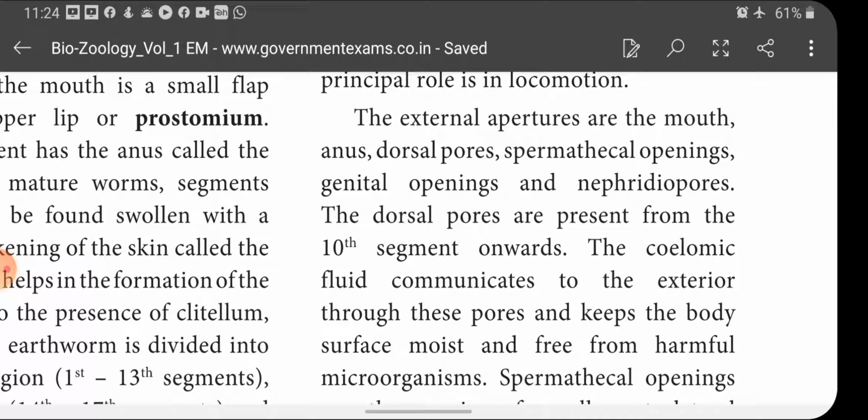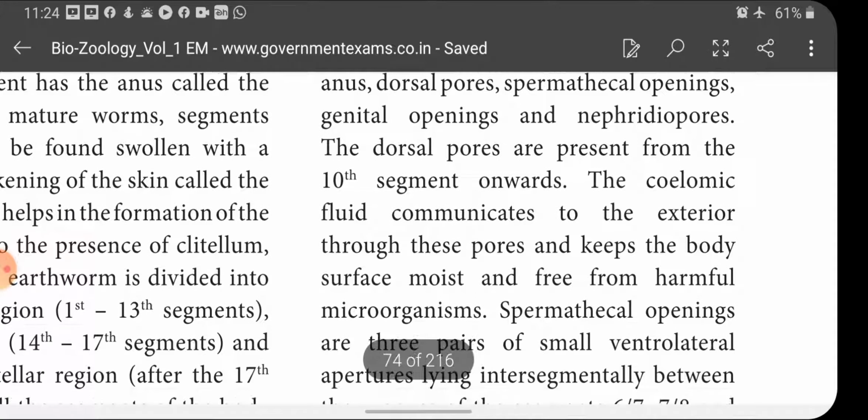So these are the various apertures present externally in the earthworm. The apertures present externally on earthworms are the mouth, anus, dorsal pores, spermathecal openings, genital openings and nephridiopores. The dorsal pores are present from the 10th segment onwards. The coelomic fluid communicates to the exterior through these pores and keeps the body surface moist and free from harmful microorganisms. Okay, next, coelomic fluid.